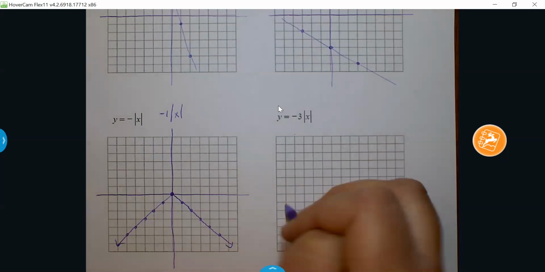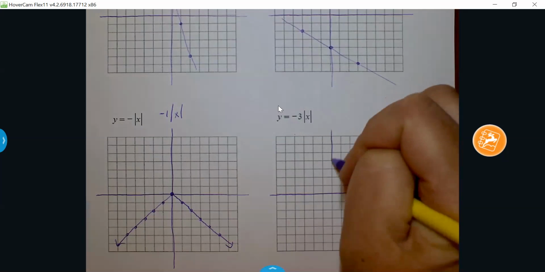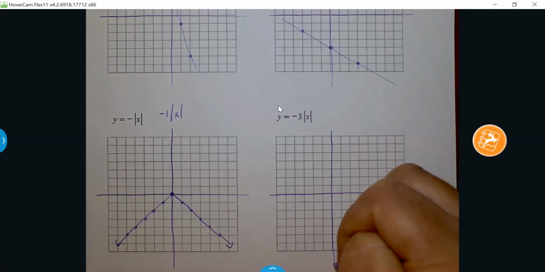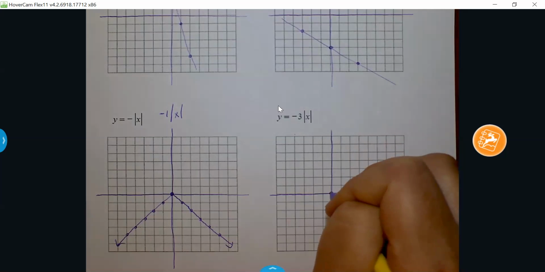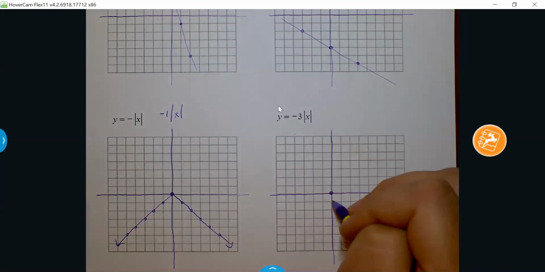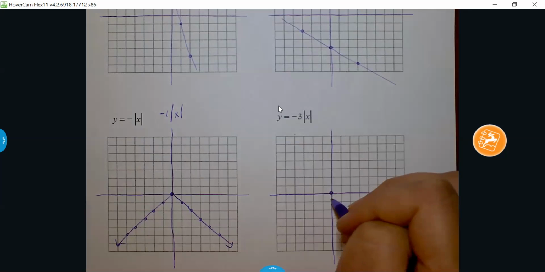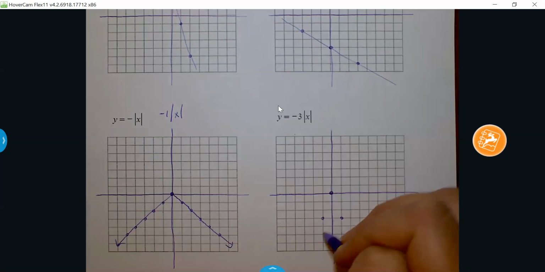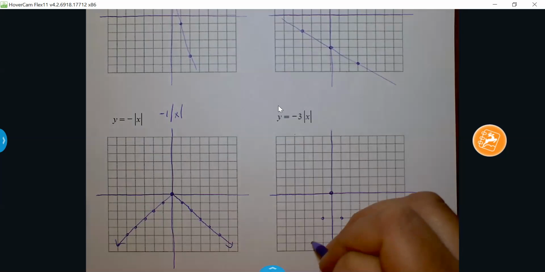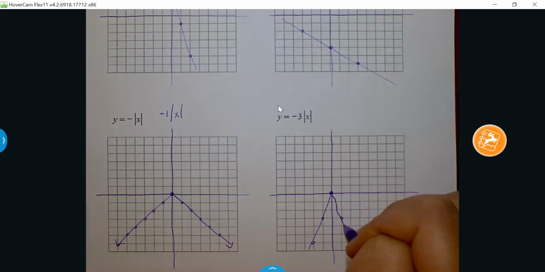Okay. Same thing here with this one. It just so happens it's another negative number out front. It doesn't have to be a negative number out front. We're going to start at 0, 0. And the slope of the right side is -3. So we're going down 1, 2, 3, right 1, down 1, 2, 3, right 1. And on the left side, we would go down 1, 2, 3 and left 1, down 1, 2, 3, and left 1. So we end up with a skinnier V.